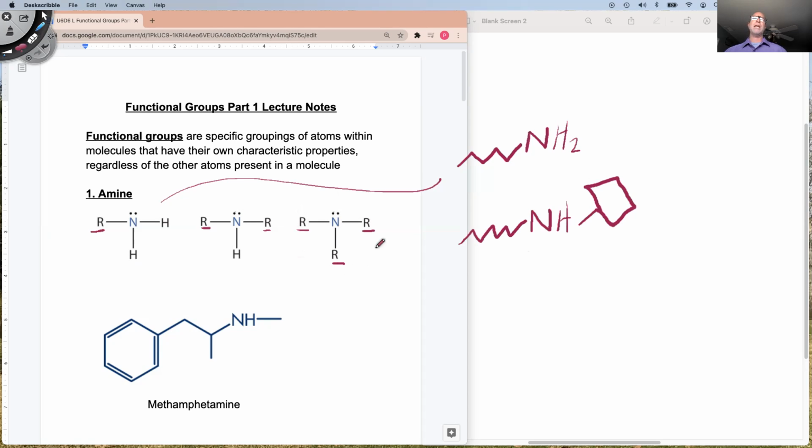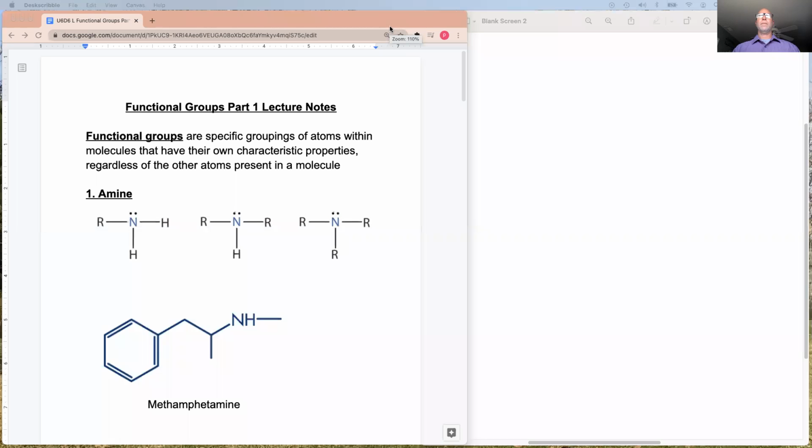This amine here has 3 R's attached to it, which means this nitrogen has 3 carbon chains attached. So there's our carbon chain, there's a nitrogen, and then another carbon chain, and then another carbon chain. 3 bonds for the nitrogen. Each one of these nitrogens is going to be called an amine group. Again, the R is just a carbon chain. It could be 1 carbon, it could be 100 carbons. It doesn't matter.